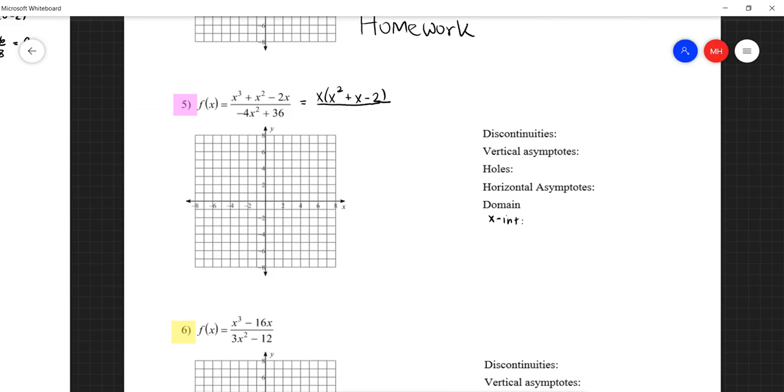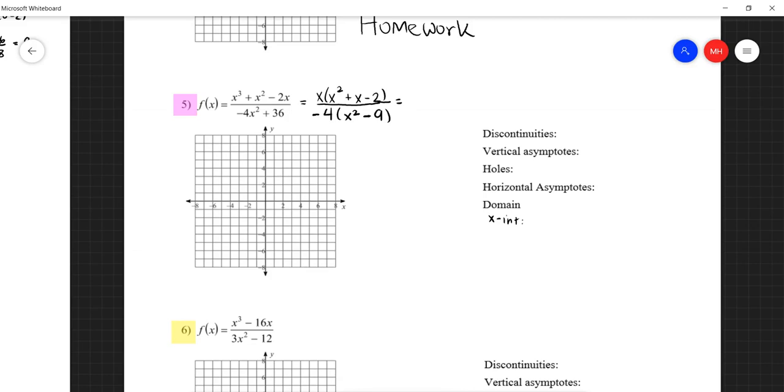In the bottom, I have negative 4x squared plus 36. If I have a negative in the front, I definitely want to factor that out. And 4 and 36 have a 4 in common. The negative is going to change the sign. So instead of negative x squared, I have a positive x squared, and instead of a positive here, it's negative. 36 divided by 4 is 9.